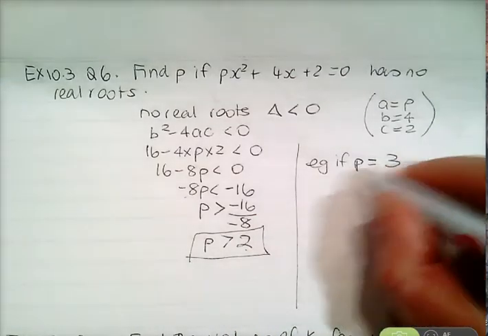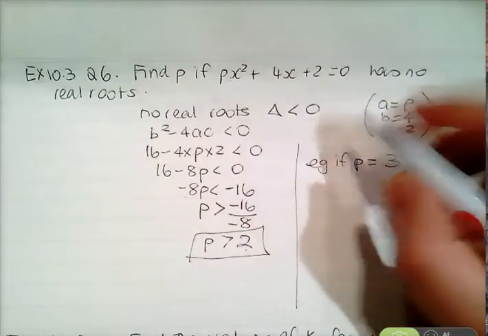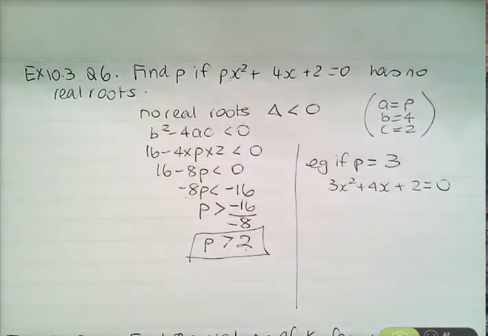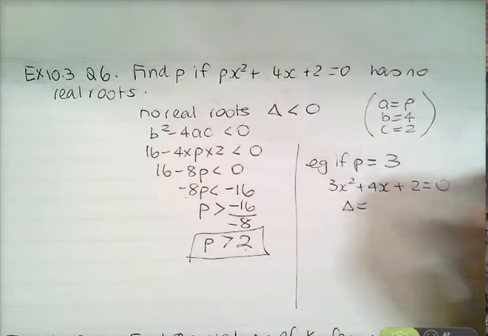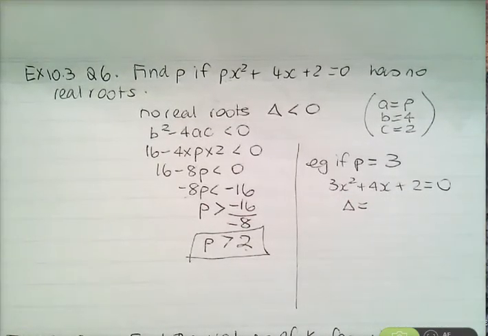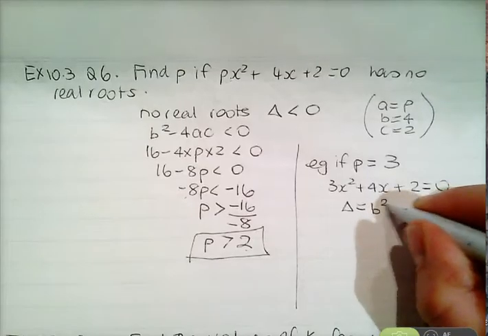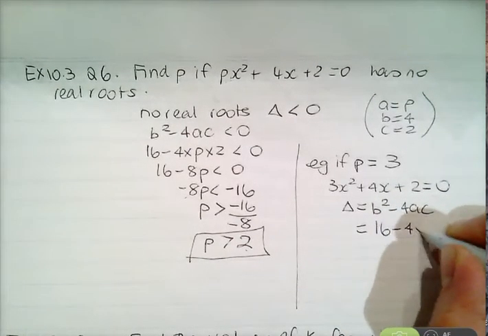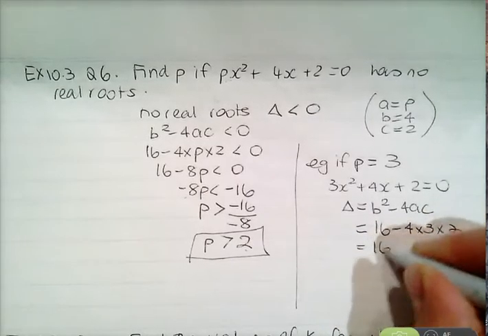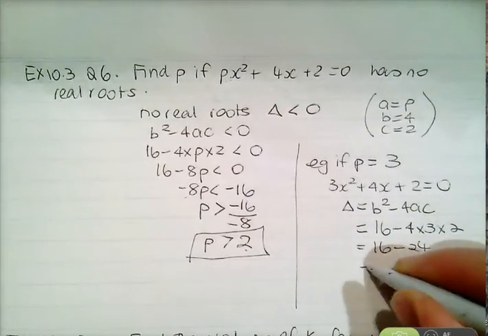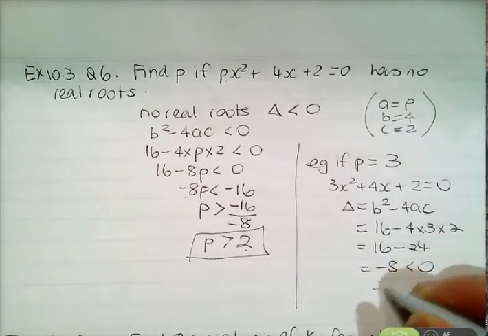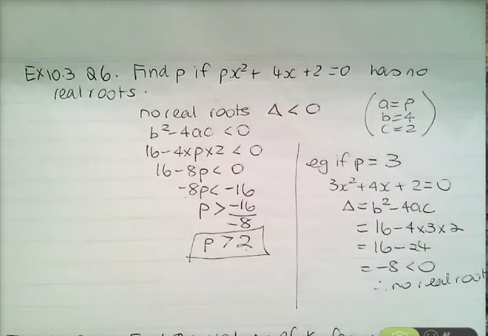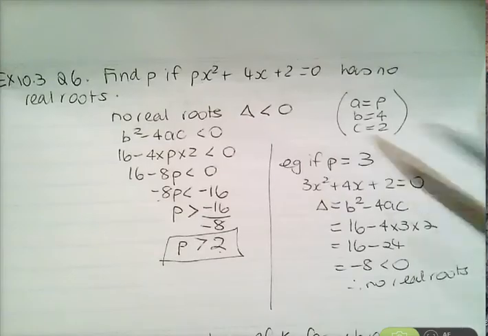Let's have a look. If p is 3, my quadratic equation becomes 3x squared plus 4x plus 2 equals 0. If I work out the discriminant there, if the discriminant's negative, it means I've got no real roots. Discriminant is b squared minus 4ac, which is 16 minus 4 times 3 times 2. In other words, it's 16 minus 24, which happens to be -8, which is less than 0, therefore no real roots.